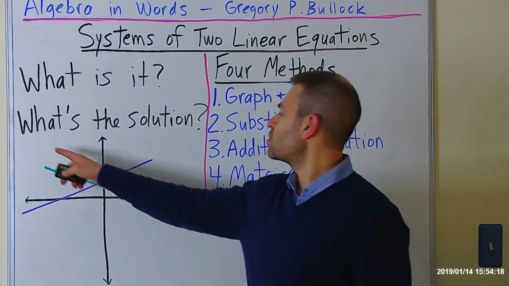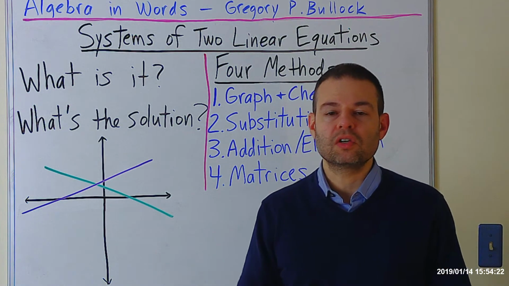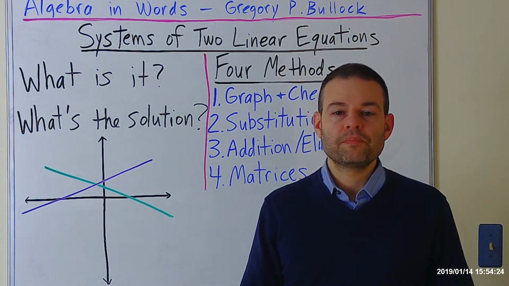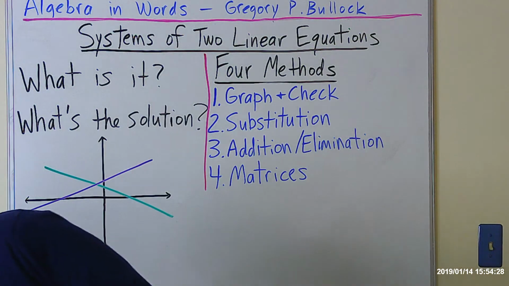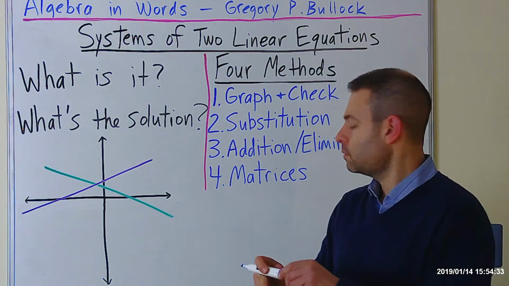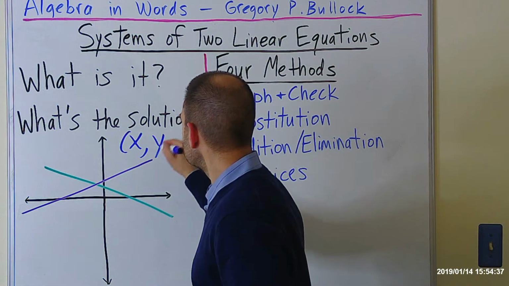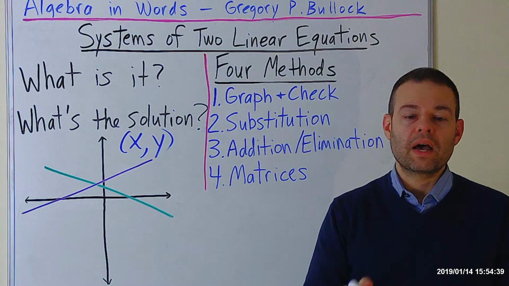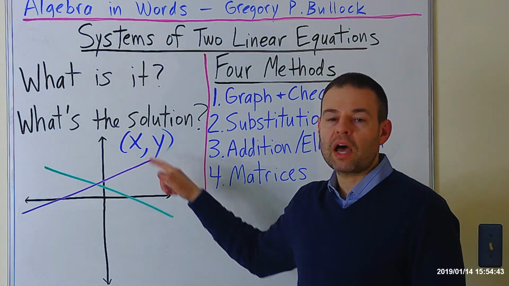Okay, and next question is, when you do a system of two linear equations, what's the goal? What's the solution? The solution is a point. So I'm just going to write a generic point (X, Y). There's two parts to this. There's an X value and a Y value.